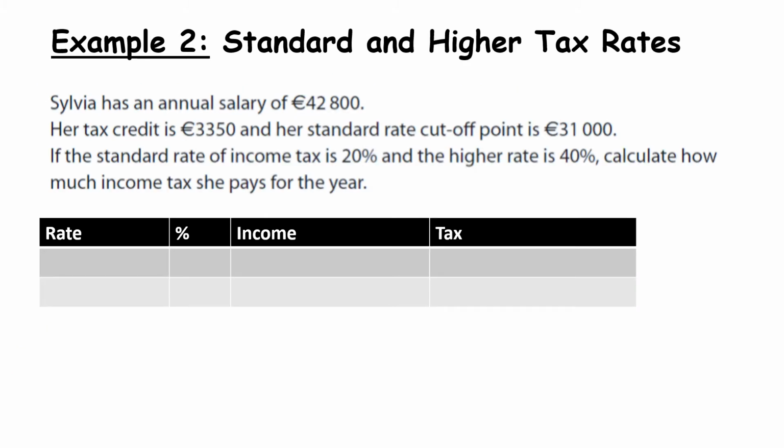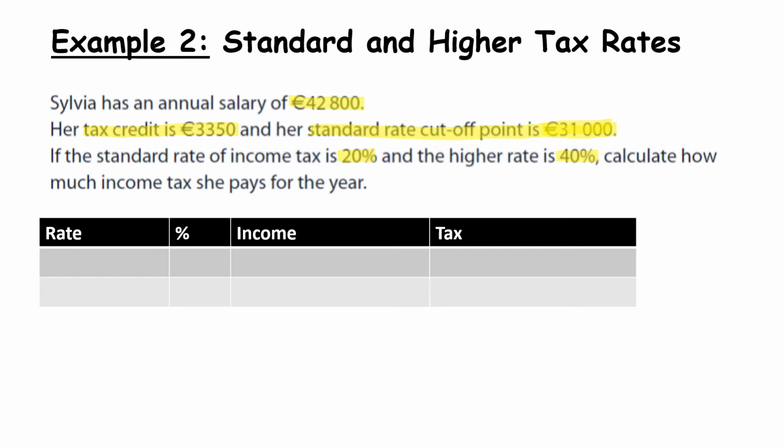Example 2. Now let's look at if we have 2 rates of tax. So Sylvia has an annual salary of 42,800. Her tax credit is 3,350. The standard rate cutoff point is 31,000. Her standard rate of income tax is 20% and the higher rate is 40%. Calculate how much income tax she pays for the year.